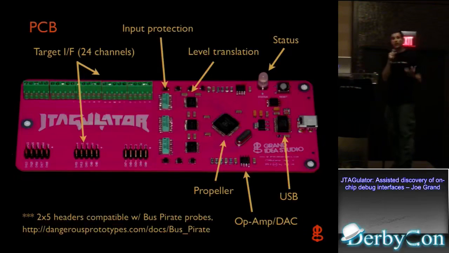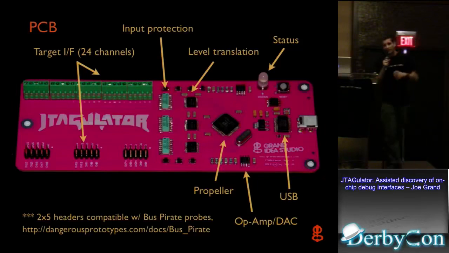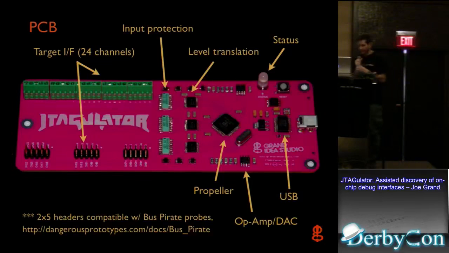So we have 24 channels that we can hook up to. 24 test points is a lot of test points, and you'll see that that's a lot of permutations, a lot of possibilities. So you can either use the screw terminals on the top or the 2x5 row headers down at the bottom that are also Bus Pirate probe compatible. So if you have a Bus Pirate, you can clip on the probes, and then you have your little test leads, alligator clips you can clip on the stuff. It just makes it easier.